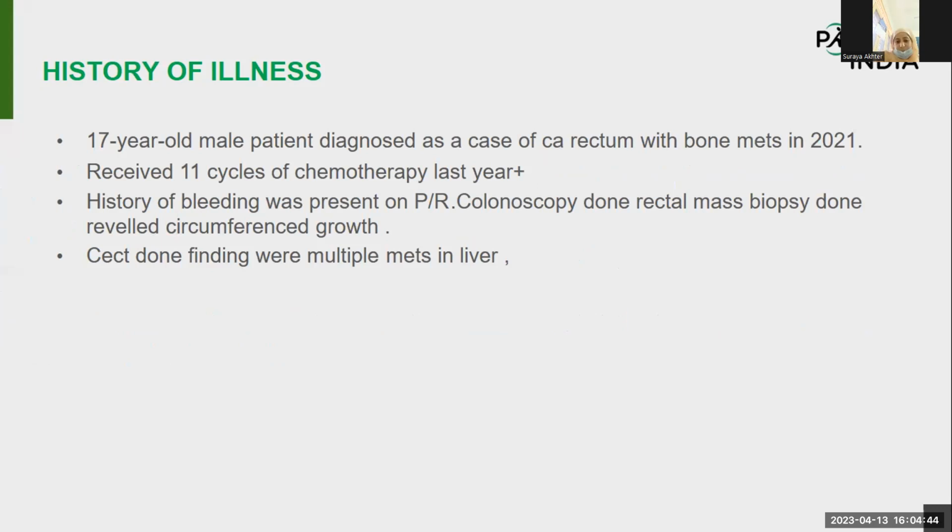Now the history of illness. The 17-year-old patient was diagnosed as a case of CA rectum with bone mets in 2021. Received 11 cycles of chemotherapy last year. Bleeding was present on PR, colonoscopy done, rectal mass biopsy done, which revealed circumferential growth. CT done, findings were multiple mets in liver, and they said it's whole body metastasis.